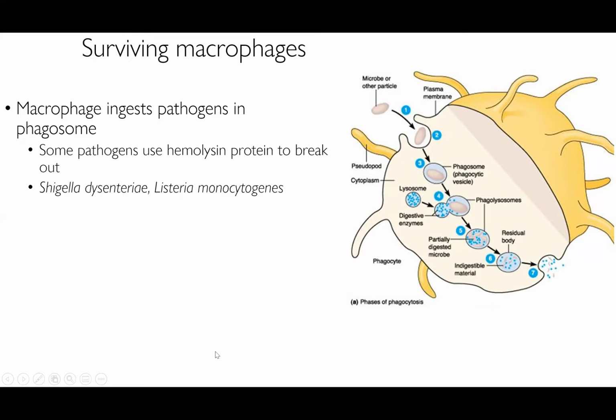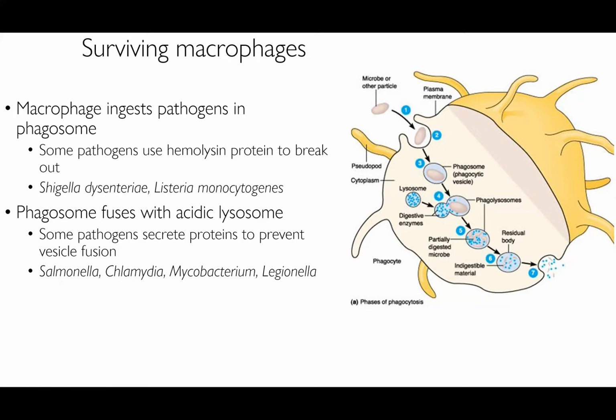One of the interesting things is that some pathogens such as Shigella, which causes dysentery, as well as Listeria monocytogenes, will produce a protein called hemolysin to break out of these phagocytes. So they basically do a mini jailbreak. Some pathogens actually secrete proteins to prevent the fusion of the vesicle that they're in with the lysosome. These include bacteria like Salmonella, Chlamydia, tuberculosis, as well as Legionnaires' disease.